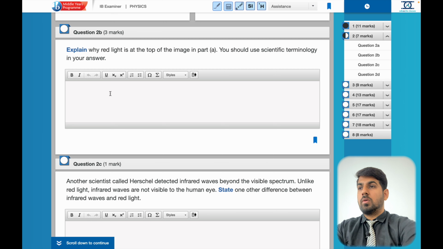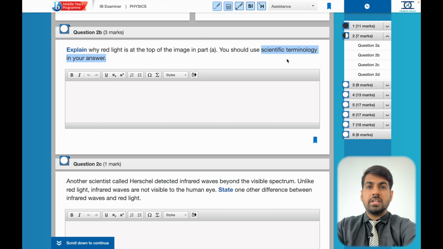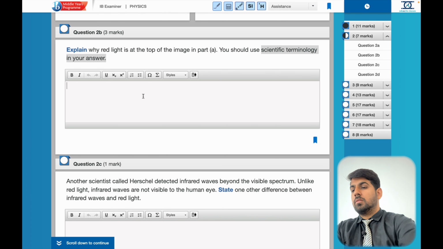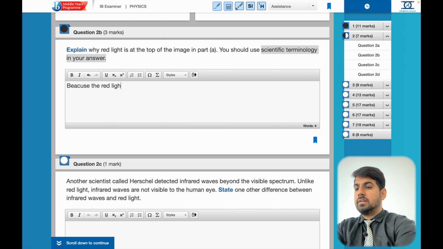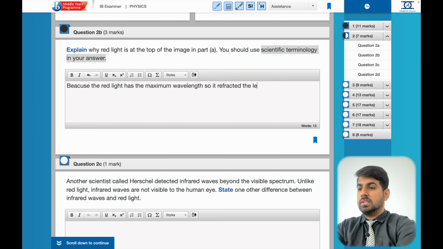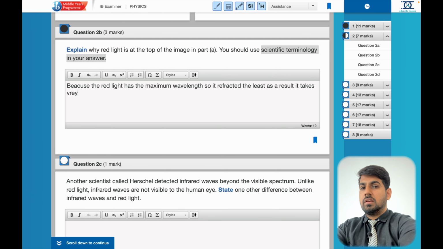2B, explain why red light is at the top of the image in part A. You should use scientific terms. Now this is very important for your answering. You have to use the correct key terms whenever you answer. Don't answer in a very general way. Okay, so why is red light at the top of the image? Because the red light has the maximum wavelength, so it is refracted the least. As a result, it takes less time and moves out with little refraction. So we use the correct terminologies to answer this question.